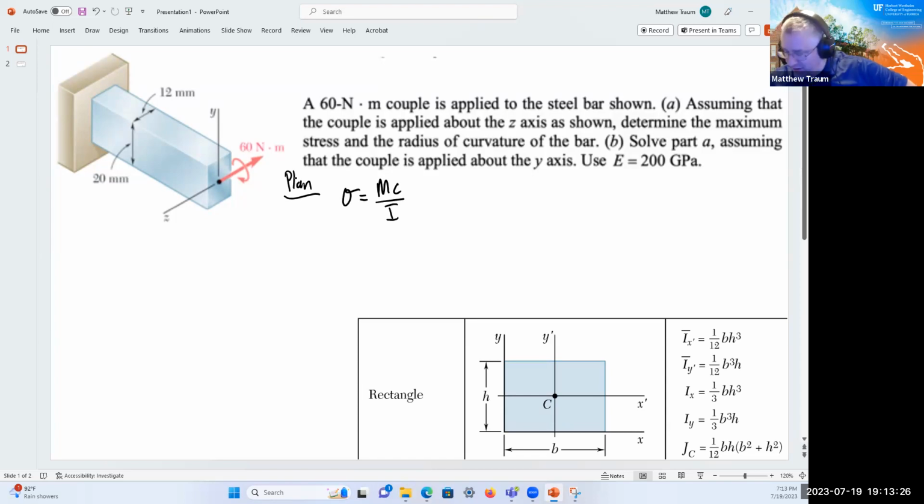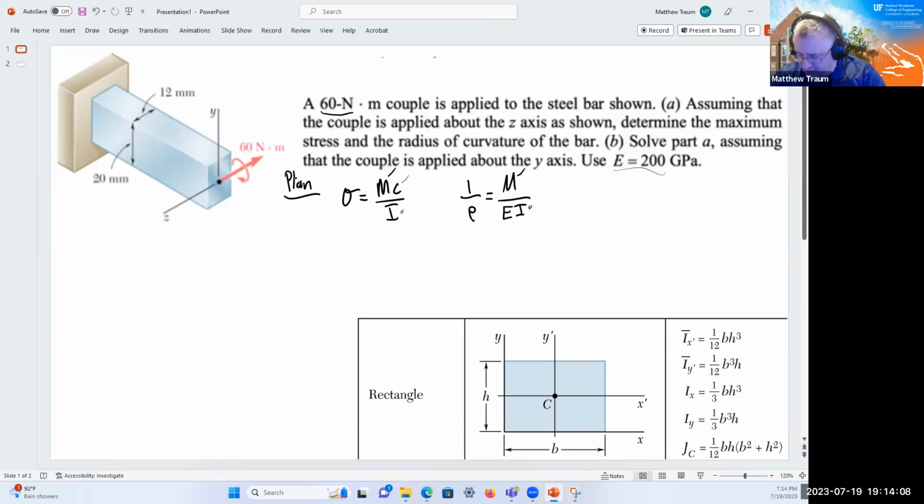That's one of the equations we talked about in class. And then 1 over the radius of curvature is that same couple divided by E times I, Young's modulus times I. So the moment is given, so we know that one. C, we have to work out from geometry. E is given here. And really the big problem here is having to work out I. But once we get I, it's the same I that goes into both of these expressions. And so we can work out both of those basically by sorting out I and looking at a little bit of geometry.